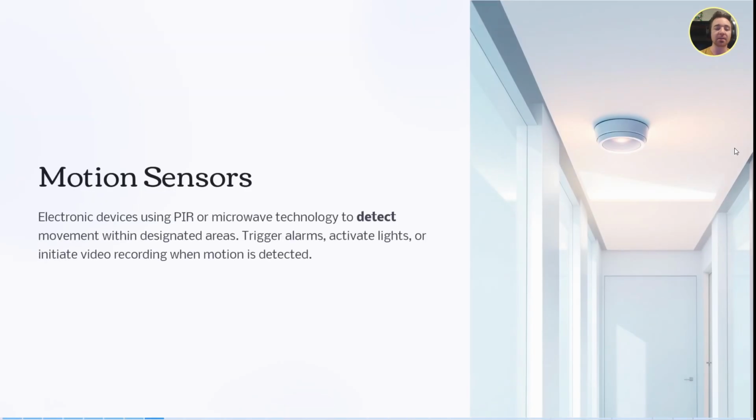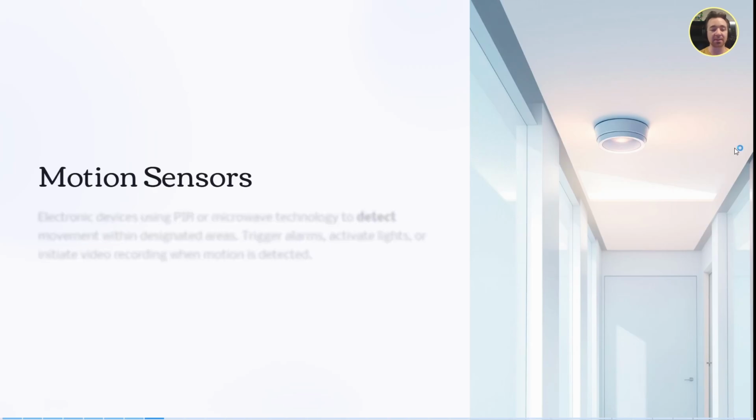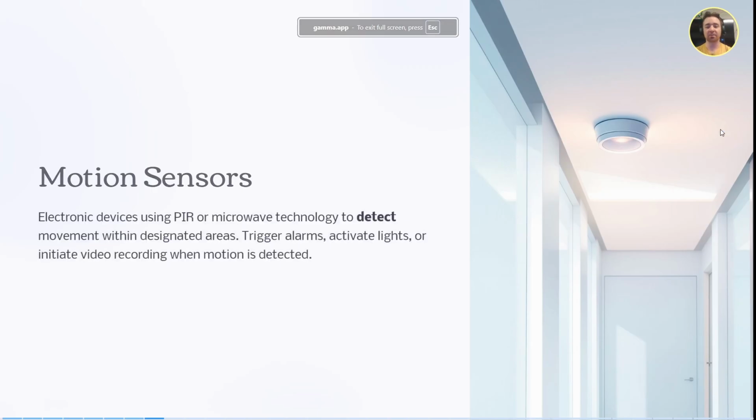Okay, the next one is motion sensors. So what is a motion sensor? A motion sensor, basically, is a very small device that will detect motion. If that motion is detected, it's going to either, one, trigger an alarm or send a notification to someone who can respond to that. It could potentially also activate lights or initiate video recording if that motion is detected as well.